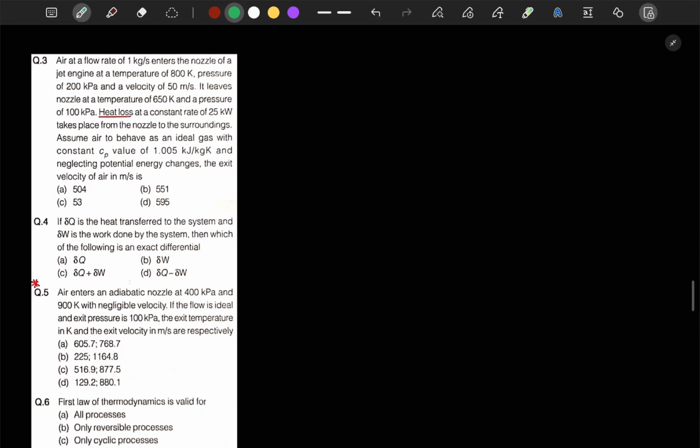Air at a flow rate of 1 kg per second enters the nozzle of a jet engine at a temperature of 800 Kelvin, pressure of 200 kilopascal, and velocity of 50 meter per second. So we have been given that it enters a nozzle. So let's say this is a nozzle. We have been given m dot is equal to 1 kg per second, T1 is equal to 800 Kelvin, P1 is equal to 200 kilopascal, C1 is equal to 50 meter per second.